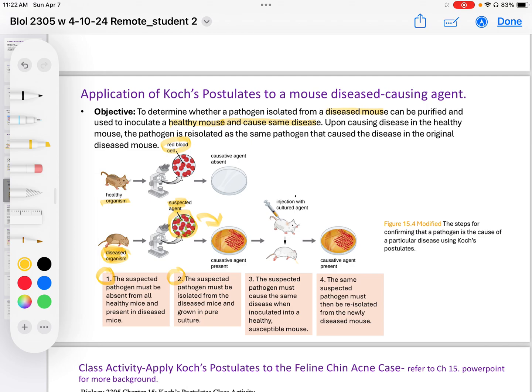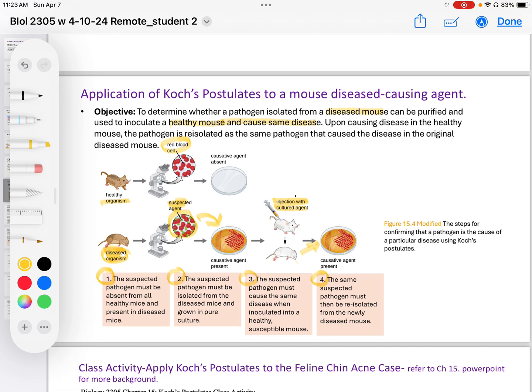The third postulate is then taking the suspected pathogen, which is now in pure culture, and it must cause the same disease when inoculated into a healthy, susceptible mouse. So they take this agent, and it looks like it's then injected into a healthy mouse. The healthy mouse falls ill and becomes the diseased organism, so that would be the third postulate. And then the fourth postulate is that you should be able to collect a sample from the diseased mouse and then re-isolate the suspected pathogen from this newly diseased mouse. So that's how you would apply these postulates to a disease-causing agent in a mouse.